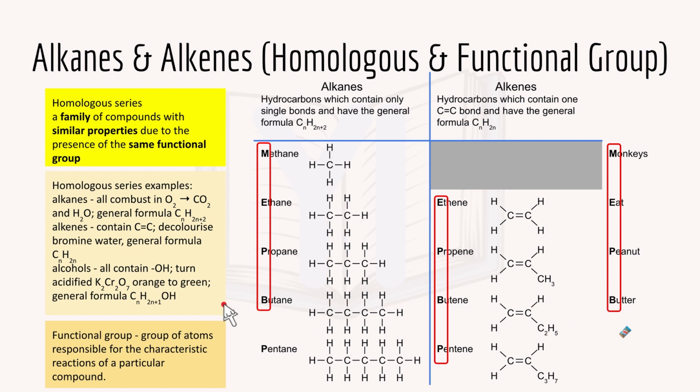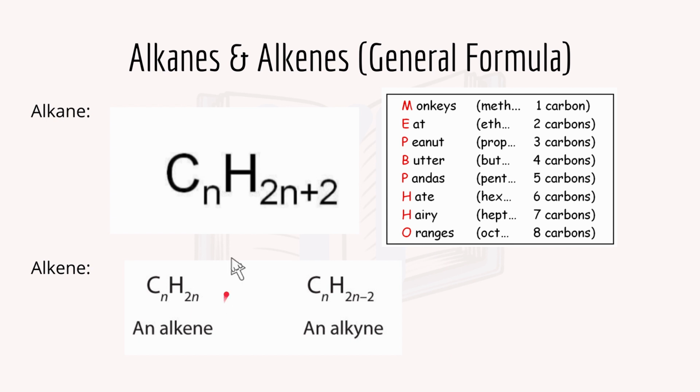Then we'll move on now to some general formulas. For alkanes, it's CnH2n+2. So let's say n is 3, then H is 2 times 3 plus 2, which is 8. So it will be C3H8. And for alkenes, we'll focus on the one on the left only, the alkene. It's CnH2n, which is relatively simple to memorize.